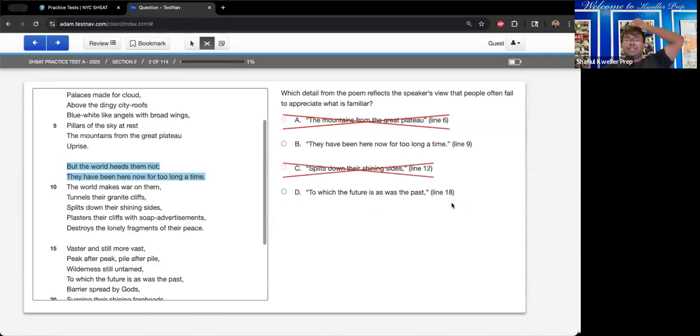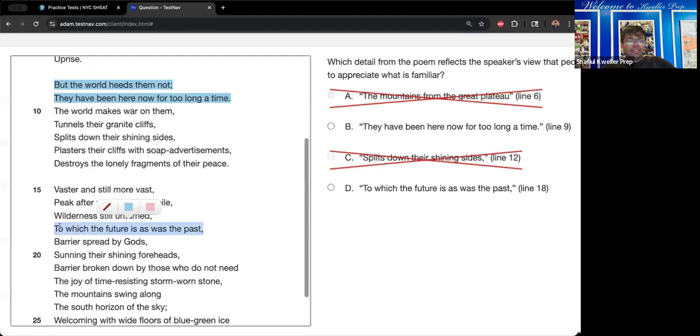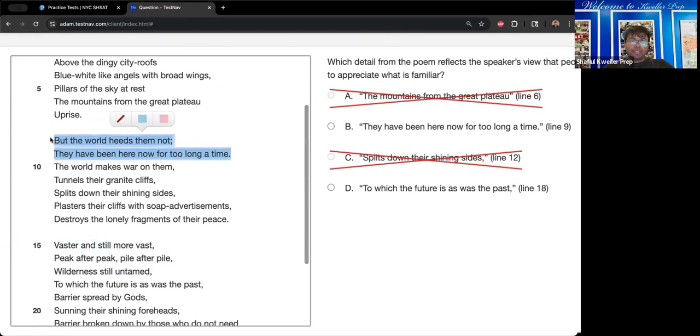And then, to which future is as was the past. This is just talking again about the context of how nature continues to expand. It doesn't really tell me or show me what the speaker's view is. Again, the idea of the speaker's view is said right here. It's very direct what we are thinking here. So, yeah, the answer is D.